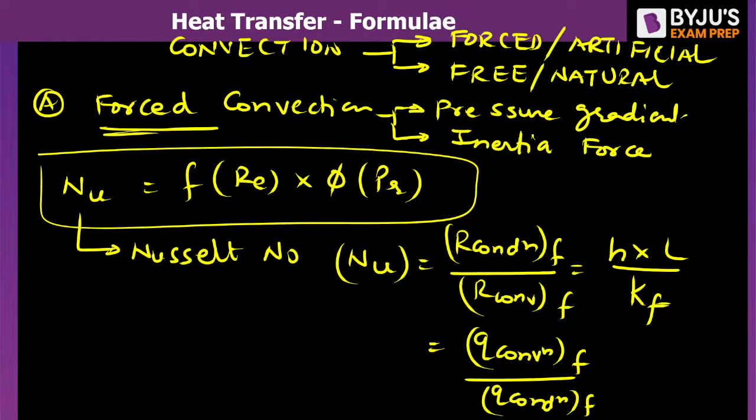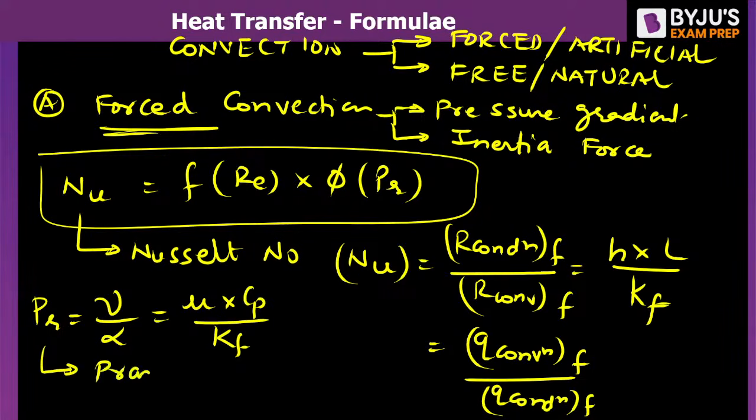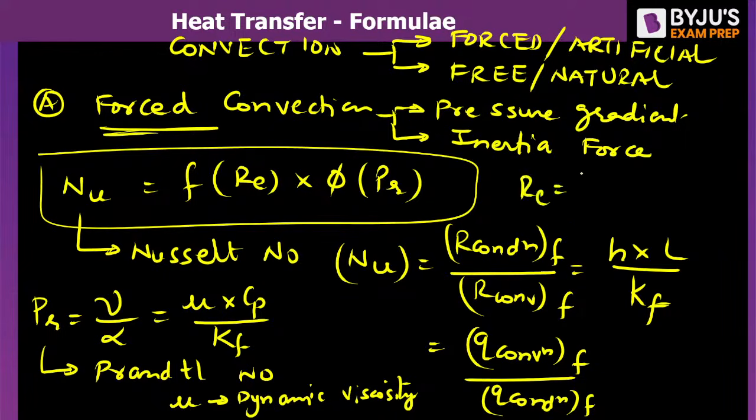And what is the Prandtl number? Pr is kinematic viscosity by alpha, that is mu into Cp by Kf. That is called the Prandtl number, where mu is the dynamic viscosity of the fluid. And Re is the Reynolds number, you all know, the ratio of inertia force by viscous force.